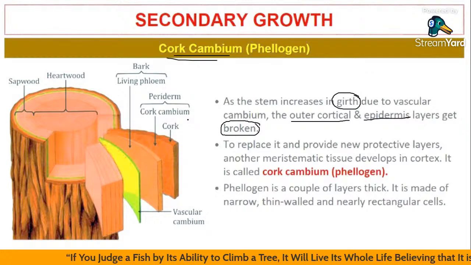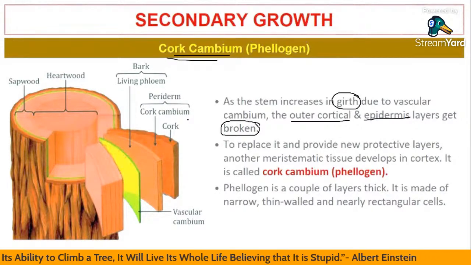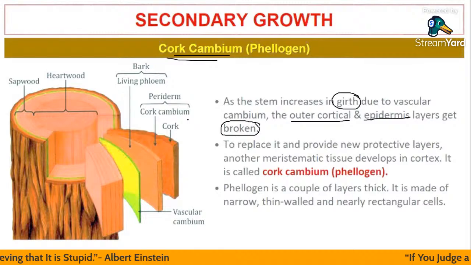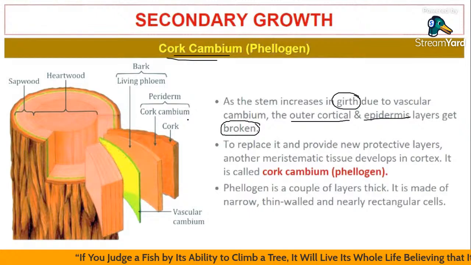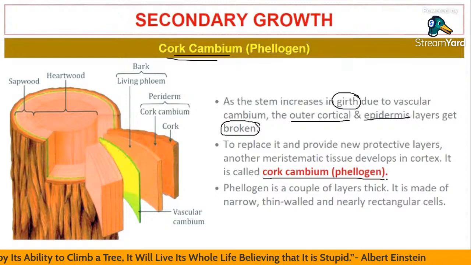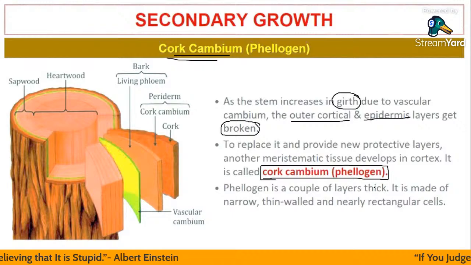And what happens? You definitely have to get it replaced. So you'll go and buy a new shirt according to your new body size. Exactly like that, in plants also, when the layers break down, they have to be replaced and a new protective layer provided. So another meristematic tissue develops in the cortex region, and it is called the cork cambium or the phellogen. You will call them the cork cambium or the phellogen.